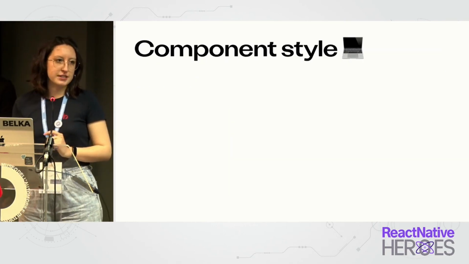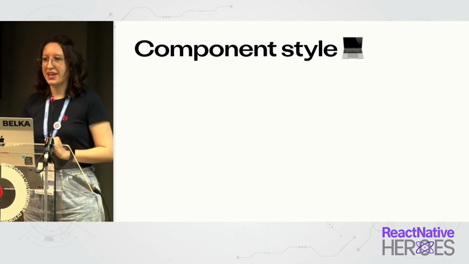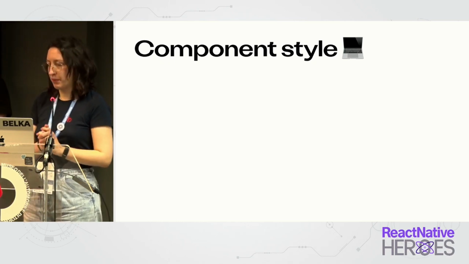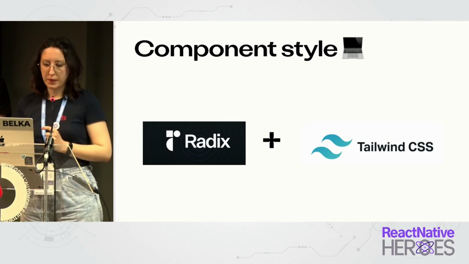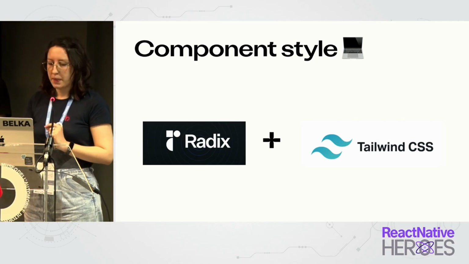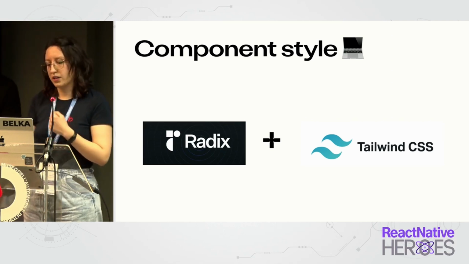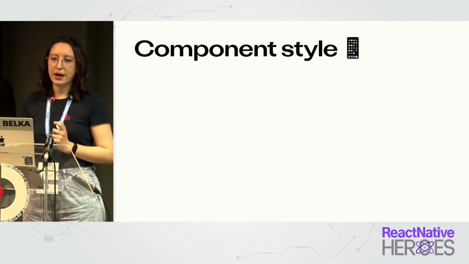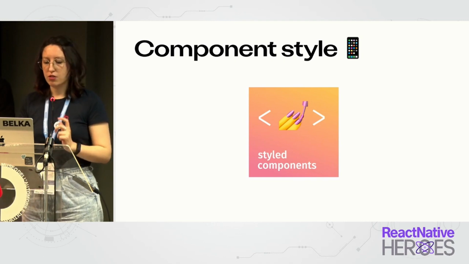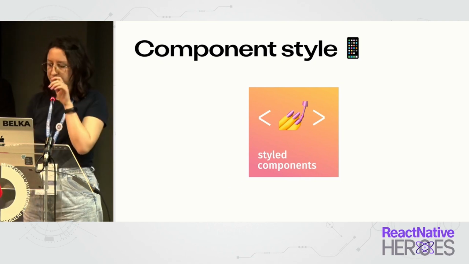So about the component style, the decision that we made for the web couldn't be the same for mobile. For the web, we chose Radix UI because it has a lot of primitives and controllable variables. And we chose Tailwind for the styles because we've been using it already for other web projects. For the mobile, we chose styled components in order to improve the readability of the component structure and to use CSS naming convention.